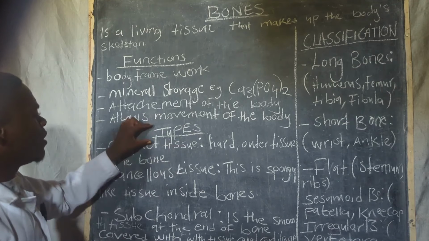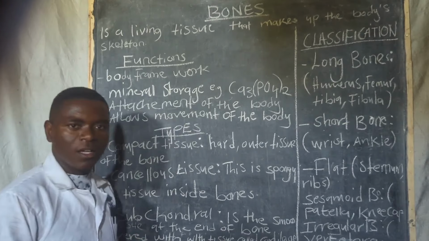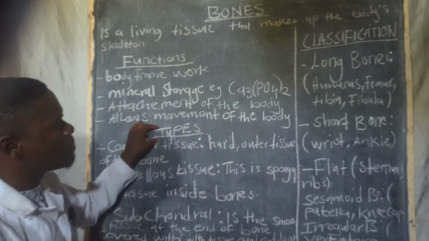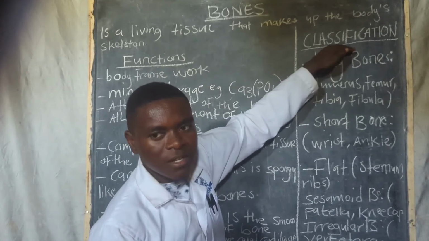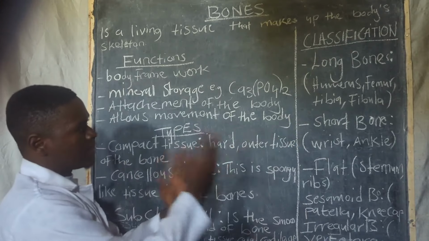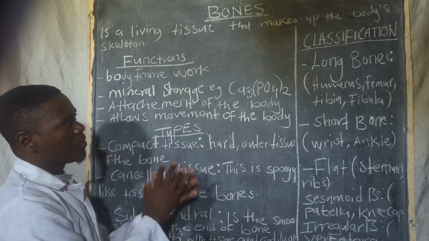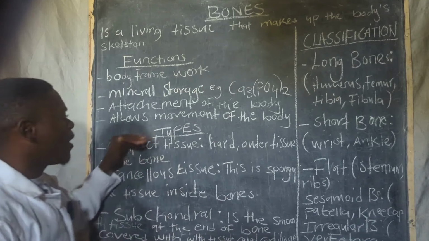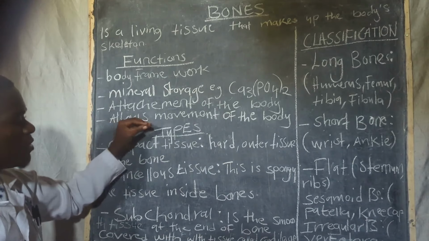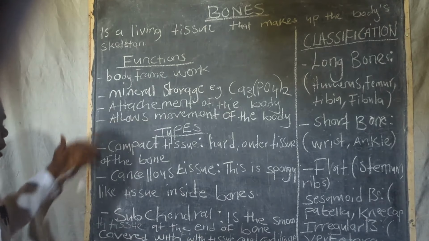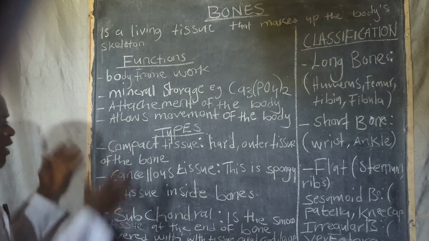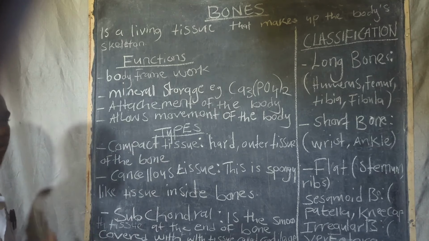We now go to the types of bones. You need to know that there is a big difference between types and classifications. People misunderstand these two, so just make sure that you don't misunderstand them. Now, what are the types of bones? Generally, there are 3 types of bones that you need to know as a student.